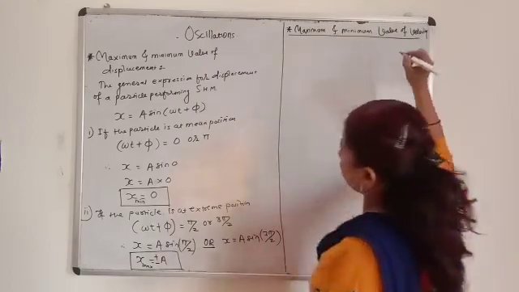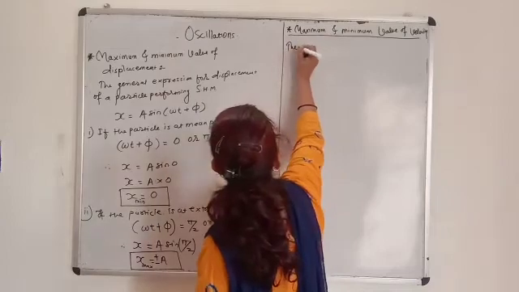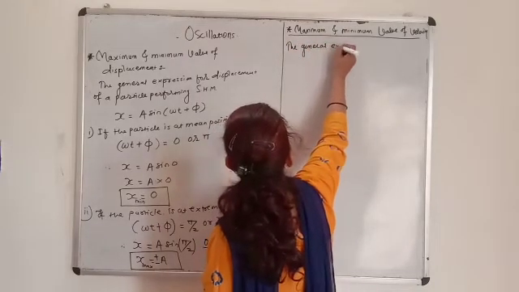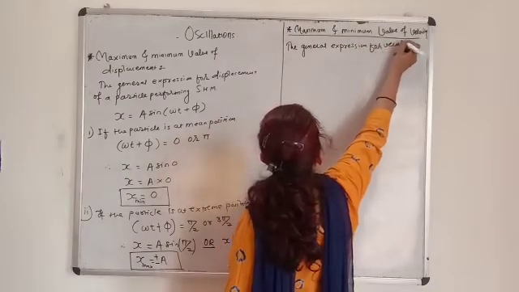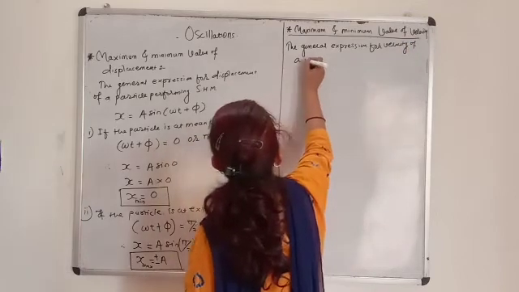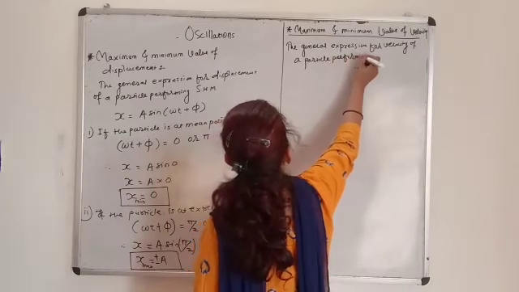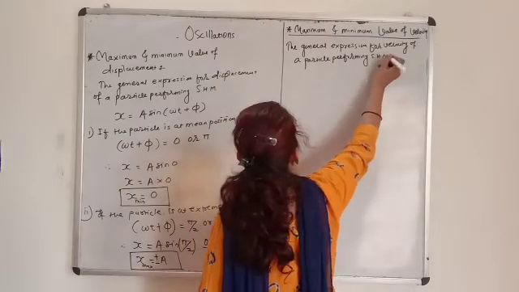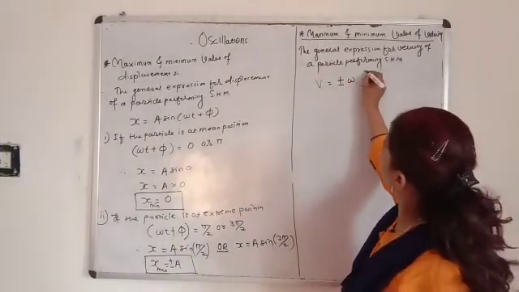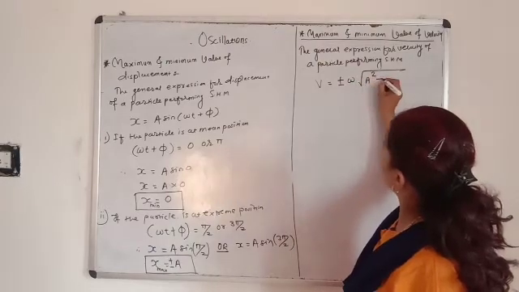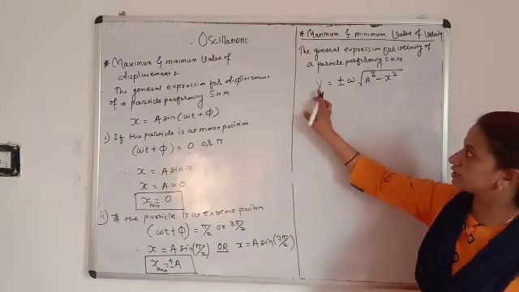So maximum and minimum values of velocity. याच्याकरता आपल्याला velocityचा जनरल फॉर्म्युला लिहावा लागेल. The general expression for velocity of a particle performing simple harmonic motion. So velocity v equals to plus minus omega under root a square minus x square. This is the general expression for the velocity v.